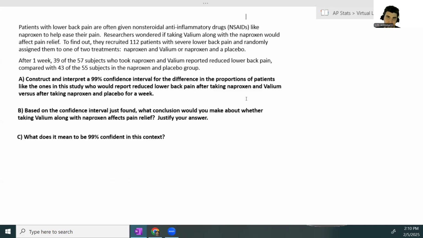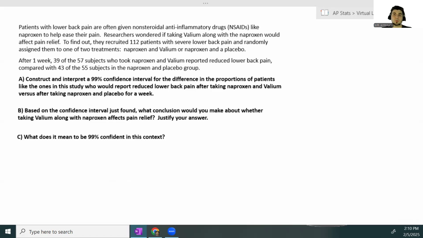Just want to make a sidebar note here that this is an experiment that has random assignment to groups, not randomly selected individuals. Okay. So after 1 week, 39 of the 57 subjects who took naproxen and Valium reported reduced lower back pain, compared with 43 of the 55 subjects in the naproxen and placebo group. So for part A, we want to construct and interpret a 99% confidence interval for the difference in proportions.